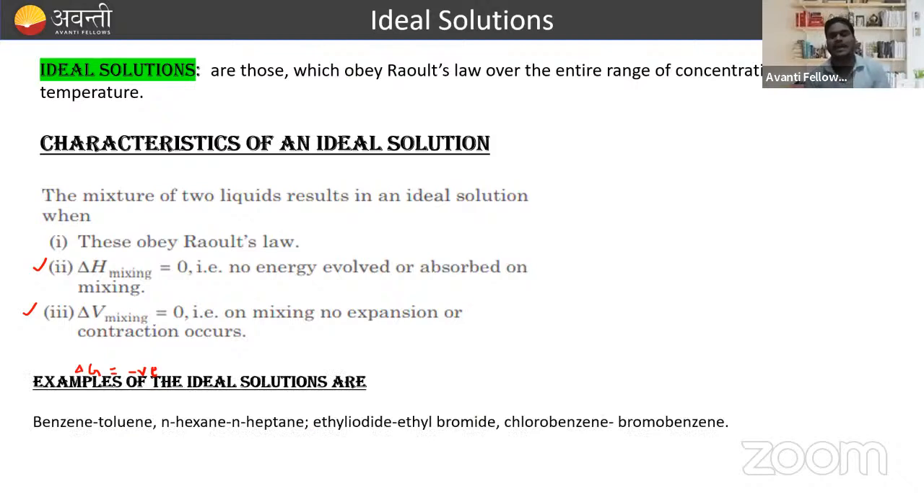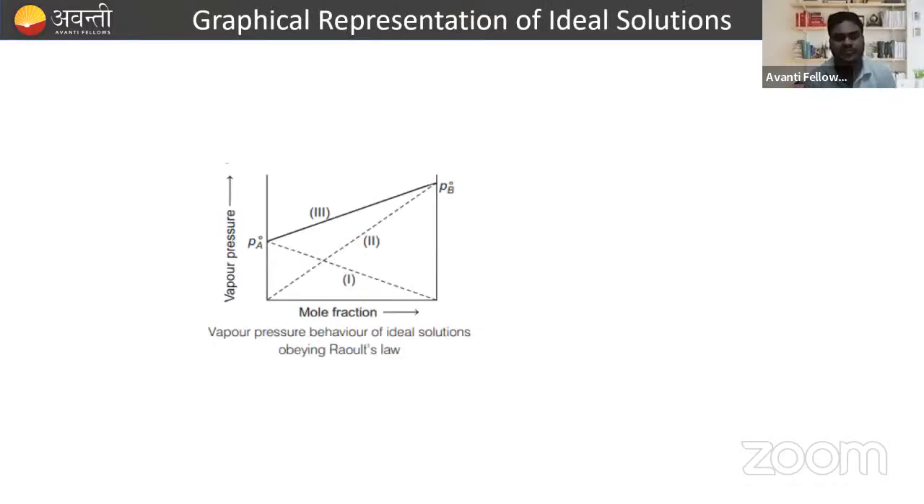Now, examples of ideal solutions are benzene and toluene, n-hexane and n-heptane, ethyl iodide and ethyl bromide, chlorobenzene and bromobenzene. They are all examples of ideal solutions. I'm just revising this because we already discussed this in detail, so that you can remember it, and from this topic we can solve numericals based on this theory, right? So let's see the graphical representation of an ideal solution.